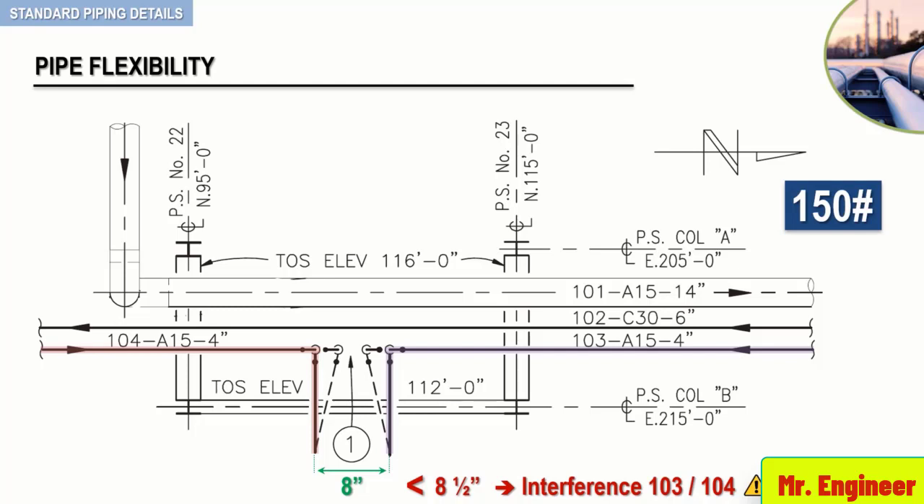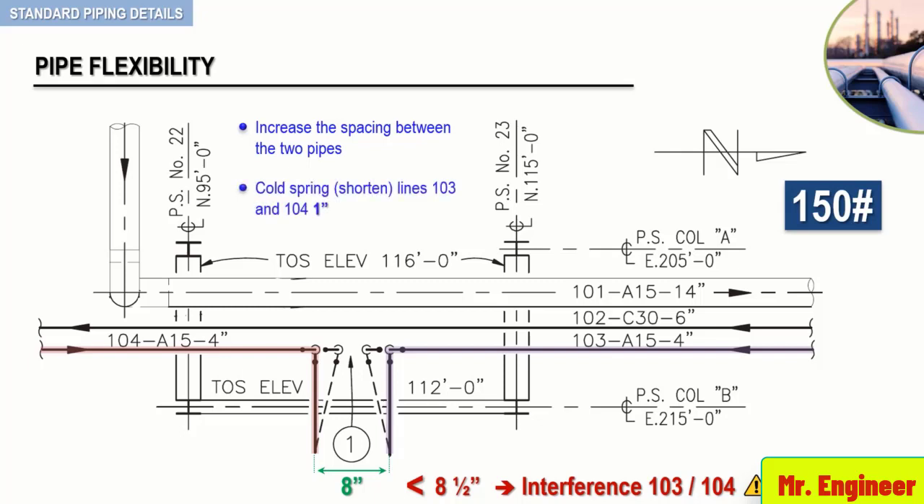The first option consists in increasing the spacing between the two pipes if possible. Notice here that I said if possible. Why is that? Because perhaps the ends of these pipes are connected to a downstream equipment, and increasing the spacing is not an option. In this case, we can use option 2, which consists in cold springing the two lines 1 inch.